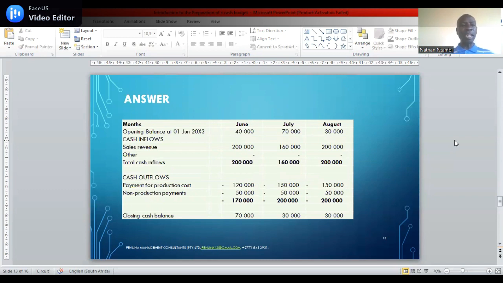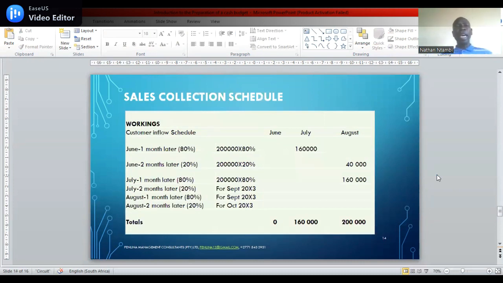The question says the opening balance is 40,000. You need to calculate what cash is going to be received in June, in July, and August. And it goes as follows. In June, receivable one month later is 80% of 200,000 US dollars, which gives us 160,000 receivable in July, nothing in June because it's a month later, and then the balance of 40,000 receivable in August. When you go to July, it's going to be received in August, and then the rest is going to be received in September.